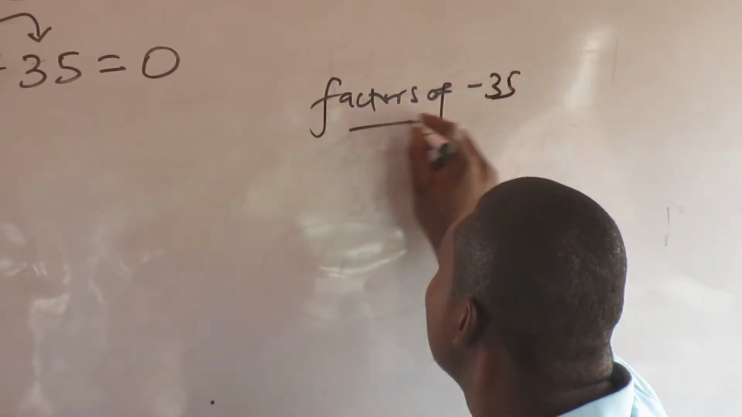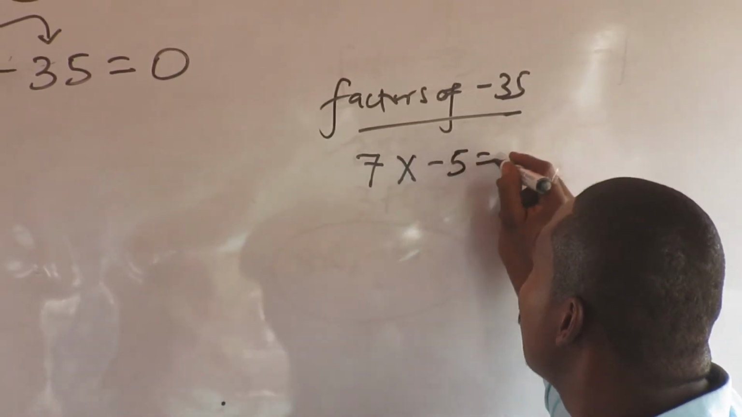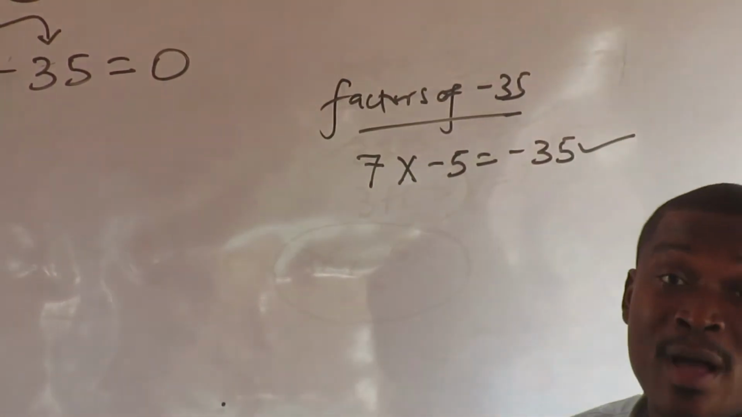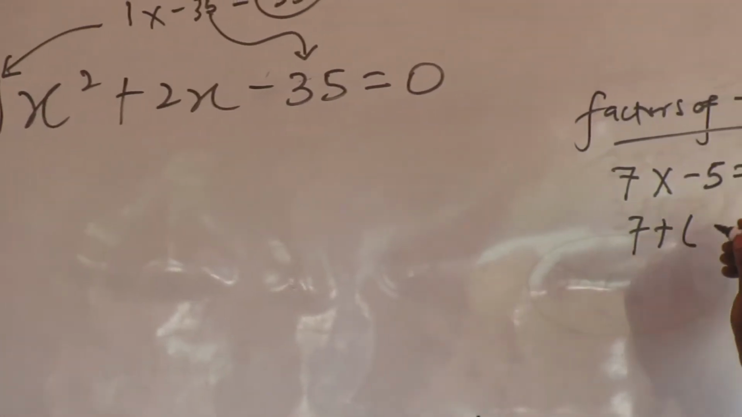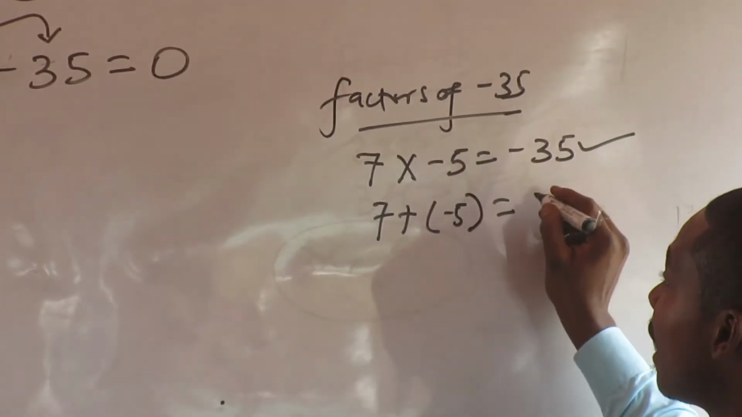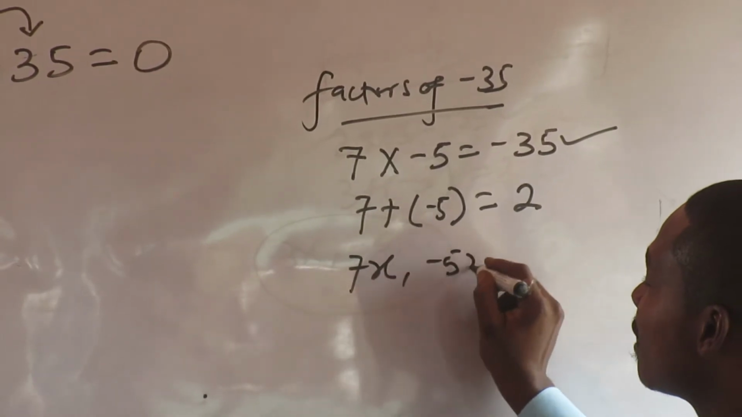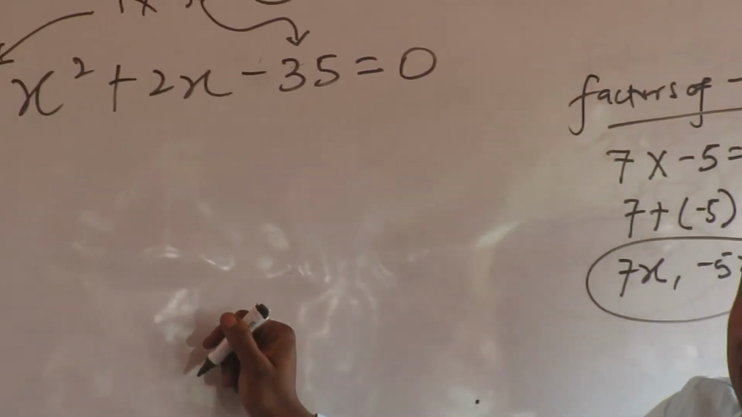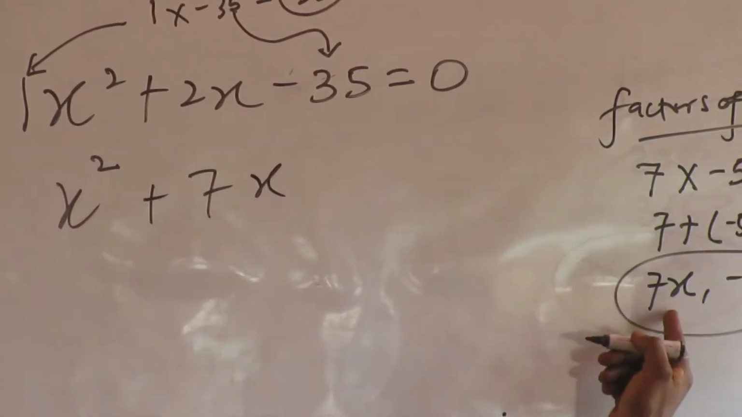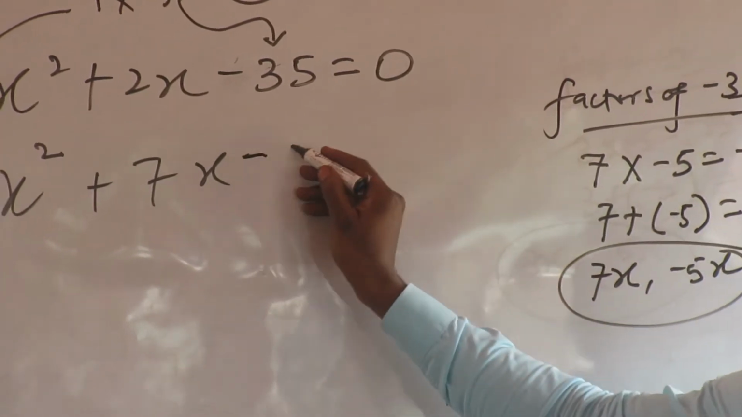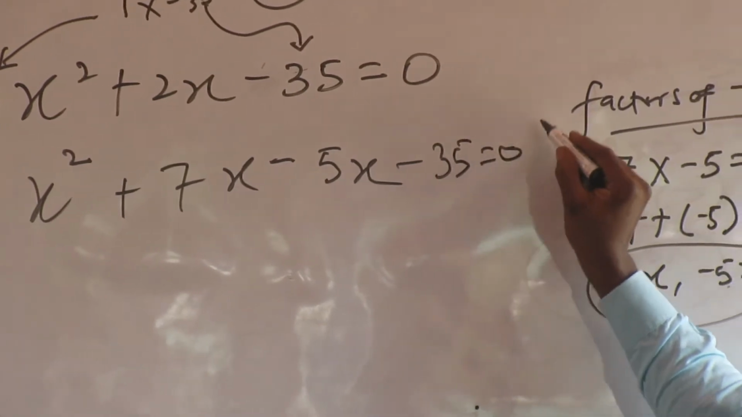Factors of minus 35, right? So I have 7 by minus 5, I get minus 35. It seems to be working. Let me add them the same way and check whether I'll get this middle term. 7 minus 5, I get 2. Good. It means my factors are 7x and minus 5x. Now let me chip them in. x squared plus 7x minus 5x minus 35 equals what? 0.